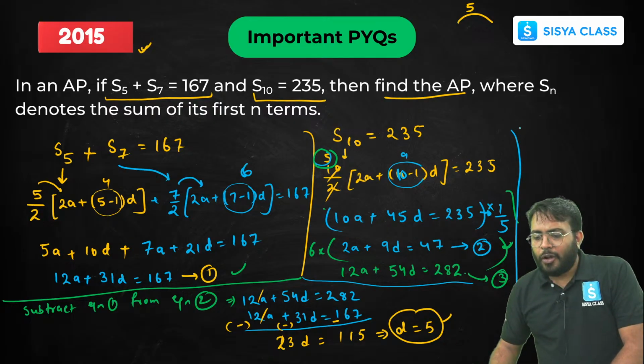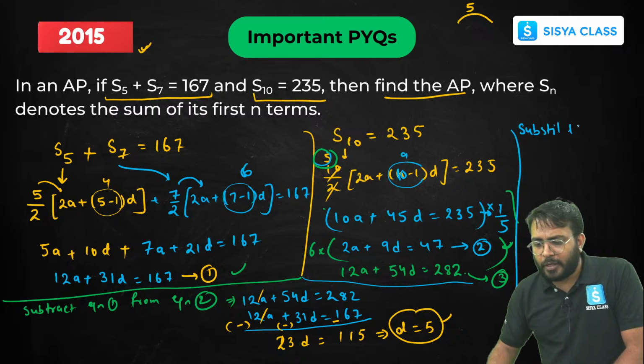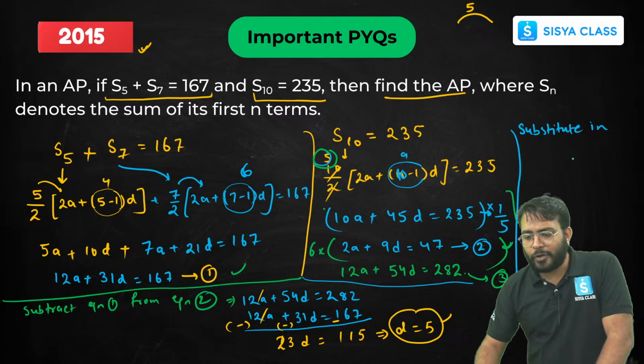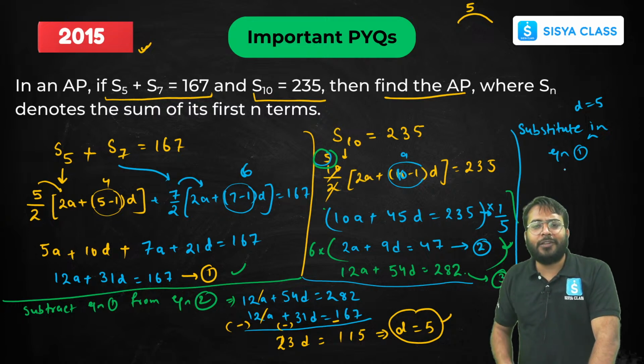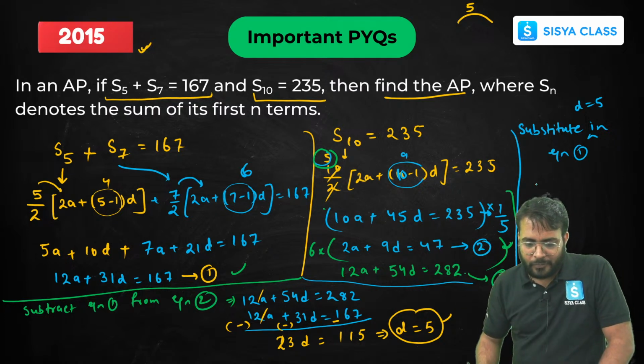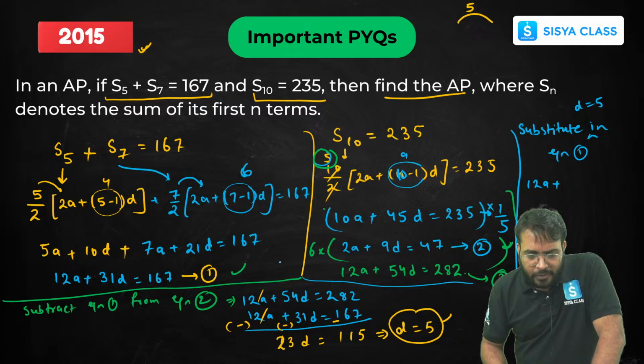Look here. Now substitute this value, d is equal to 5, in either equation. You can substitute in equation 1 or in equation 2, and from here you will get the value of a. So we are having 12a plus... 2a plus 9d. I will substitute in equation 3. I am not going to substitute in equation 1. Why?